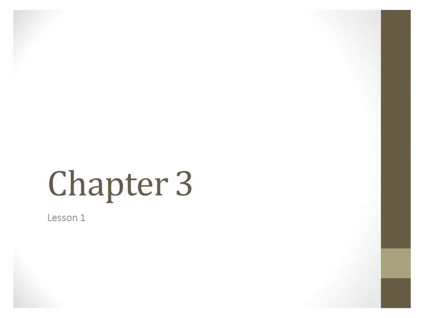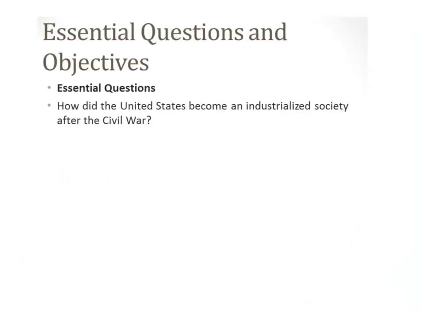Welcome to Chapter 3, where we're going to take a look at some of the key content that helps us begin to study the Second Industrial Revolution, that period of time that starts at about 1870 and runs to about 1900. What we're going to look at in this particular lesson on Chapter 3 is how the United States becomes an industrial society after the Civil War.